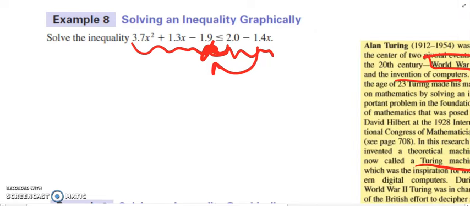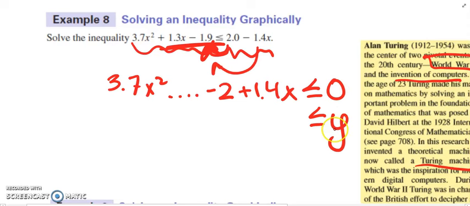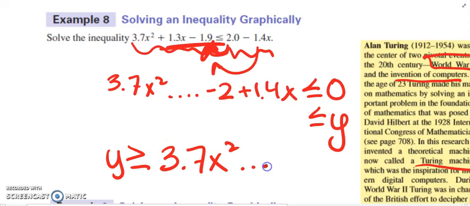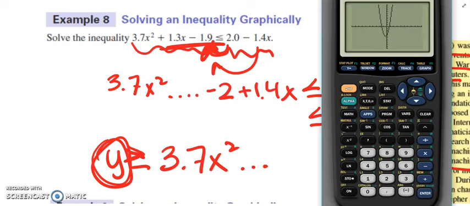When I moved it all over, I got something like 3.7x squared, minus 2 plus 1.4x is less than or equal to 0, or less than or equal to y. We were plugging in for y. So if I wanted to flip that around, it's y is greater than or equal to 3.7x squared, and so I'm looking for the values that are greater than this parabola. You can imagine probably what's greater than. You can test points like you know how to before. But graphing calculators help you out a lot.